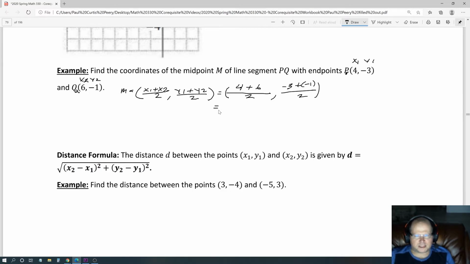All right, 4 plus 6 is 10. 10 divided by 2 is 5. And then instead we have a -3 and -1, which is a -4 divided by 2. And -4 divided by 2 is -2. So then you have your midpoint, 5, -2.